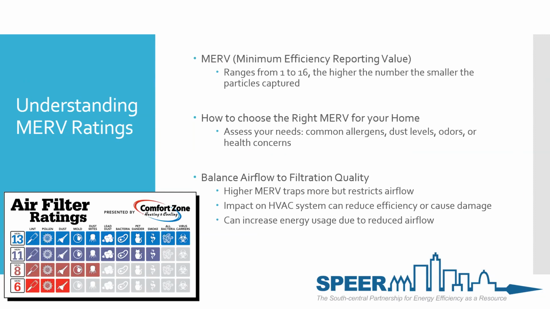So a good way to do this and to understand it is looking at MERV ratings. Off-the-shelf filters can be confusing. So understanding MERV ratings in the system is a great way to help you select the right filter for the priority that you have in mind. MERV is the minimum efficiency reporting value. It ranges anywhere from 1 to 16. The higher the number, the smaller the particles captured.